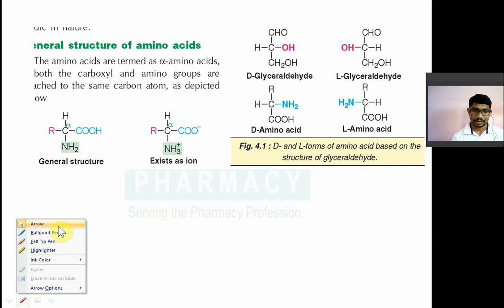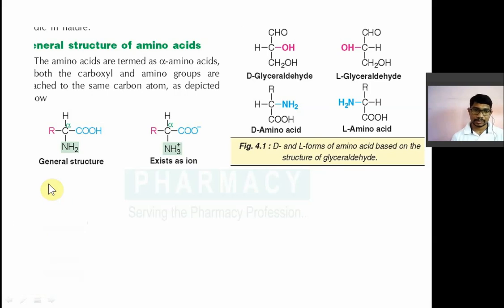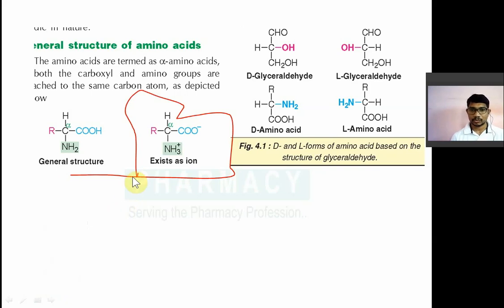And the pH at which an amino acid exists in the Zwitter ion form is known as the isoelectric pH of the amino acid. This is also important; a question can come on it. Isoelectric pH means the pH at which the amino acid exists as a Zwitter ion, carrying both negative and positive charge, so the net charge is zero. That is known as the isoelectric pH, or pI. It is denoted by pI.